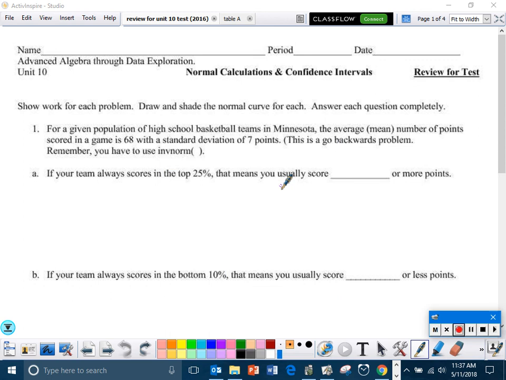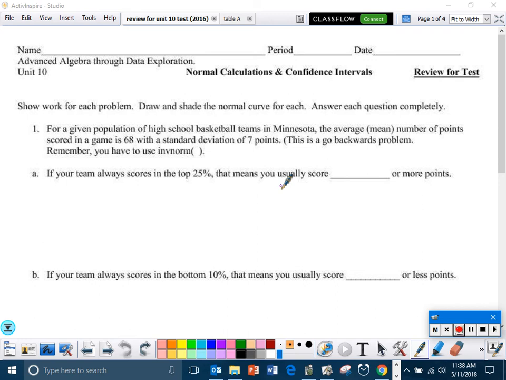All right, ladies and gentlemen, this is our last study guide for this school year, Unit 10. Now, I'm going to show using the table and the calculator. So if you decided you like the table better, then stick with the table. If you decided you like the calculator better, stick with the calculator. So I'll be showing both. All right, here we go.